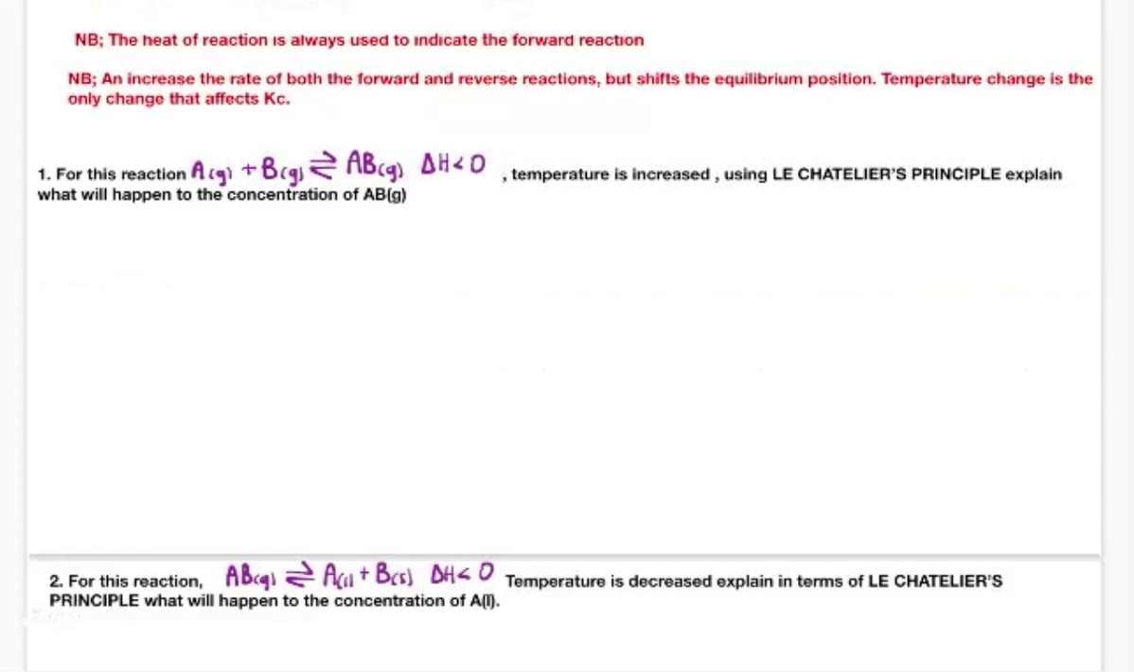So the words in red say, note that the heat of reaction is always used to indicate the forward reaction. So you're going to see in the questions that you have on temperature, you're going to see the heat of reaction, the enthalpy. It is used to indicate the forward reaction, meaning the reverse reaction is the opposite.